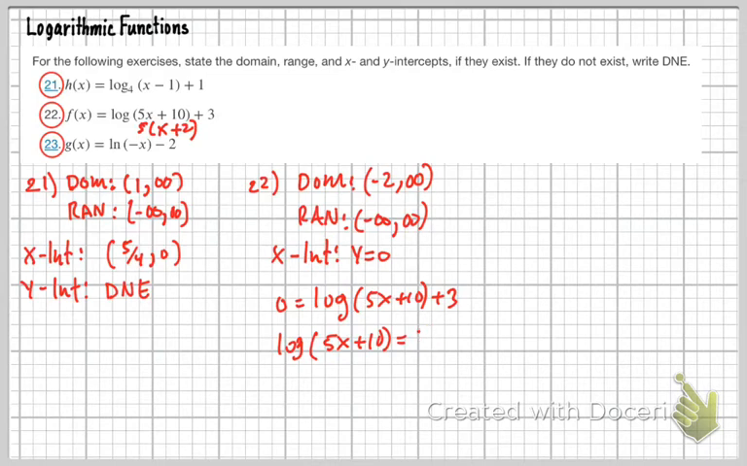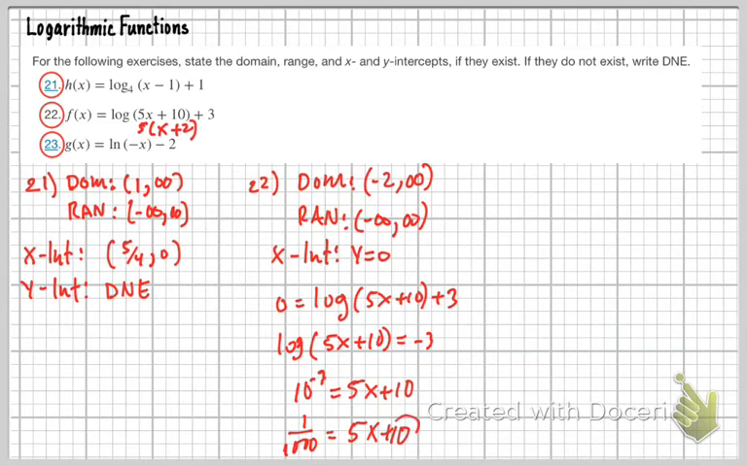And just remember that too. When I don't see a base there, it's understood to be 10. So this is going to be 10 to the negative 3 equals 5x plus 10. So this is 1 over 1,000 here. That's what that is. Equals 5x plus 10. And then what I would do from here is move the 10 over, which is going to be a negative 10 then.